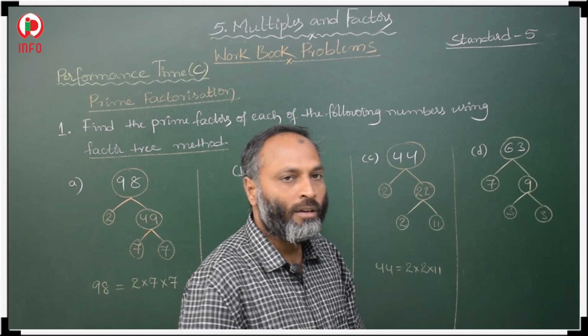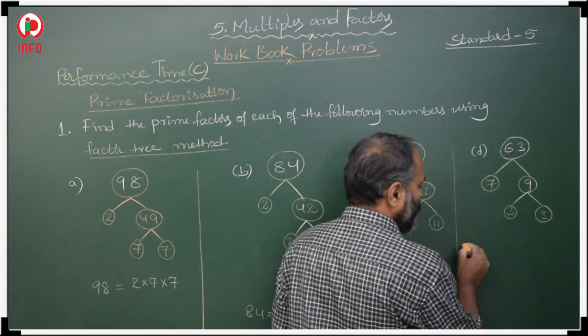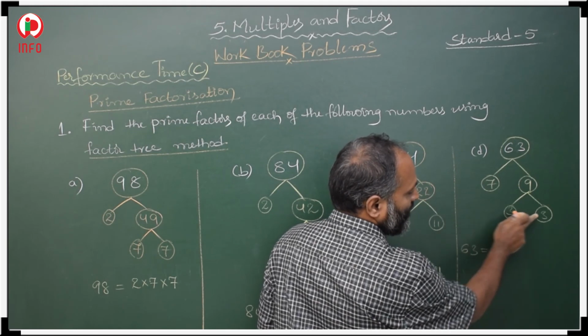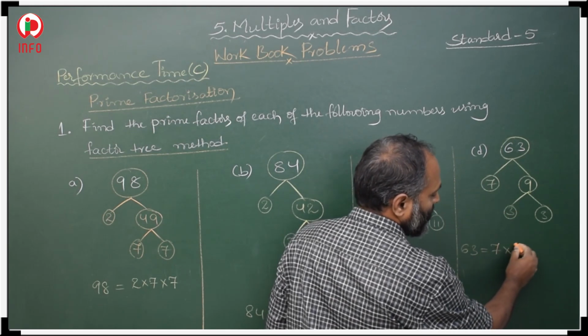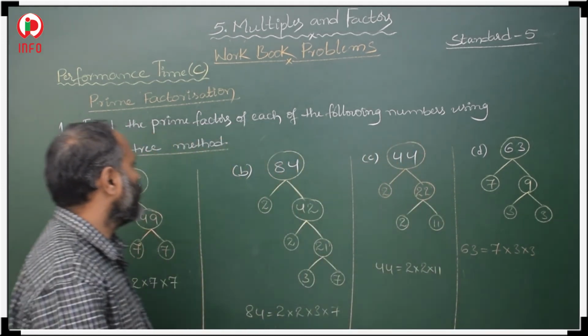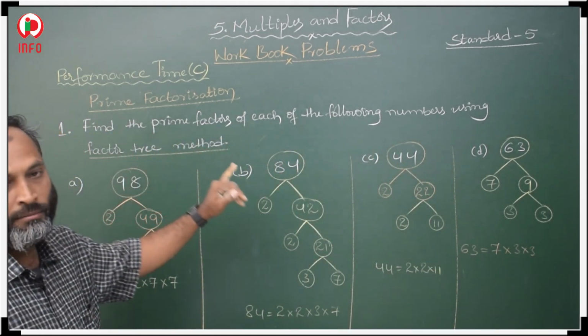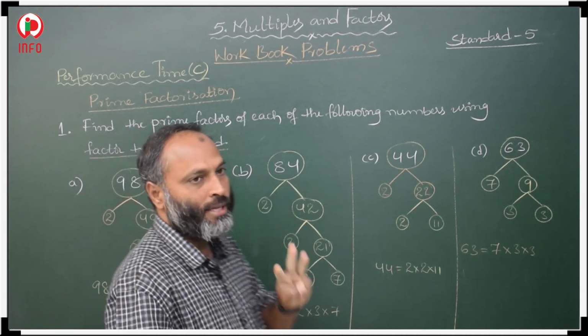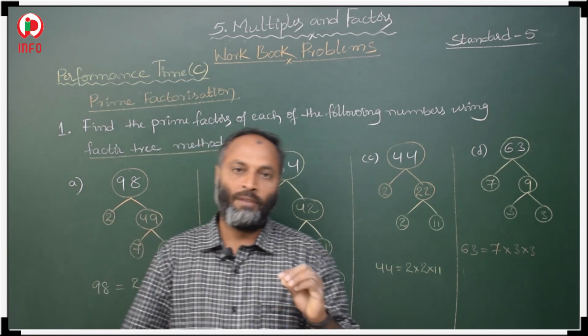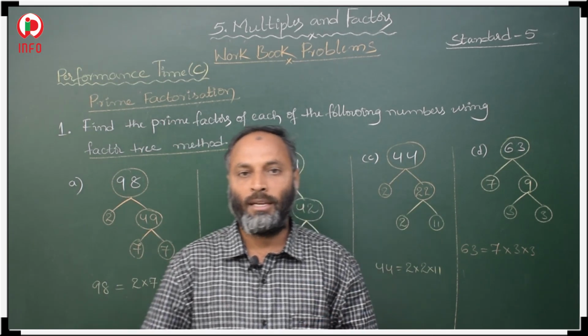Then how to write this 63 as a product of prime numbers? 63 is equal to 7 into 3 into 3. So, this is called the factor tree method. In this bit, there were 3 more sums, similar questions. Those 3 similar questions you have to do as your home assignment. Okay?